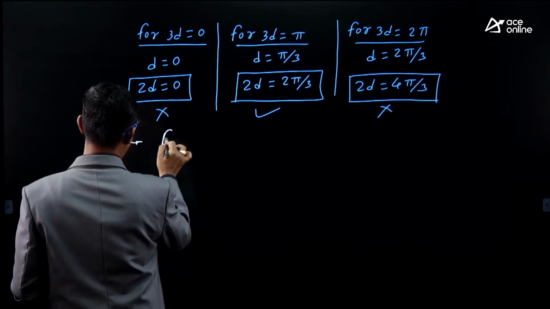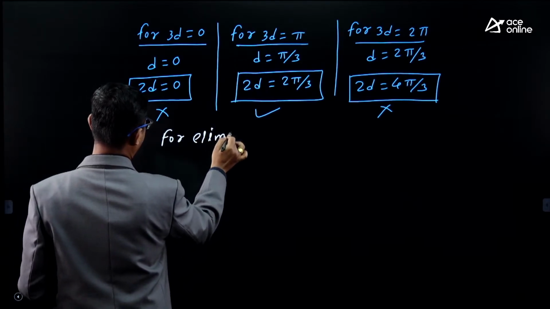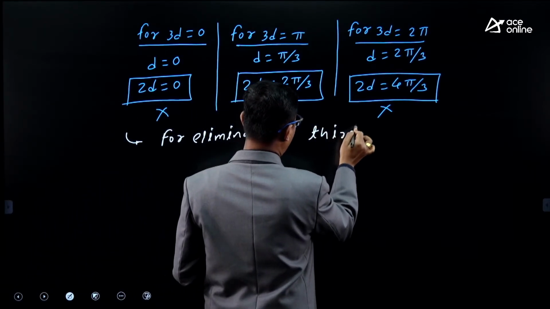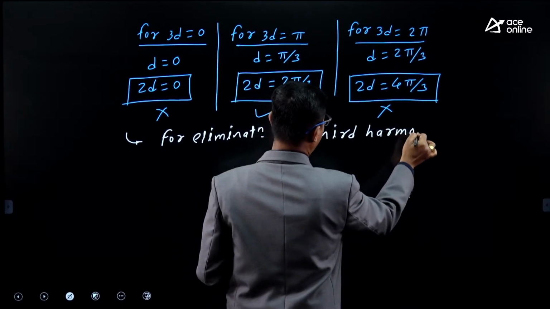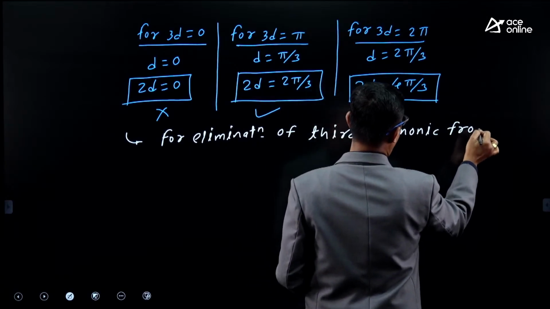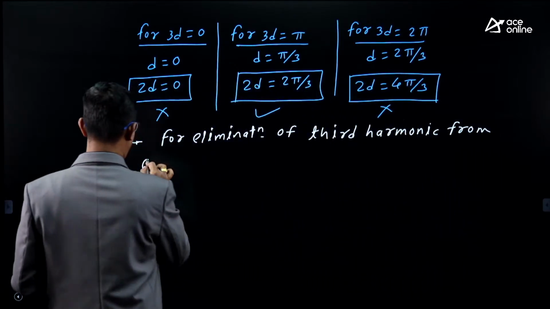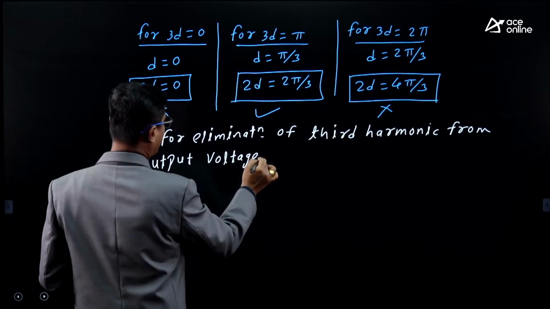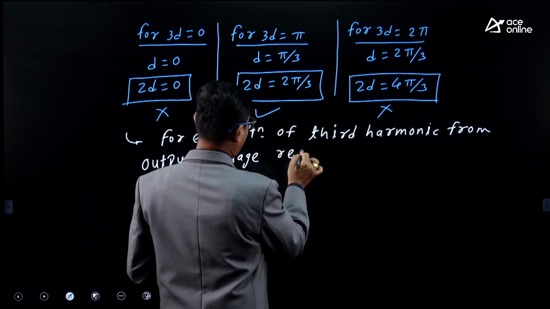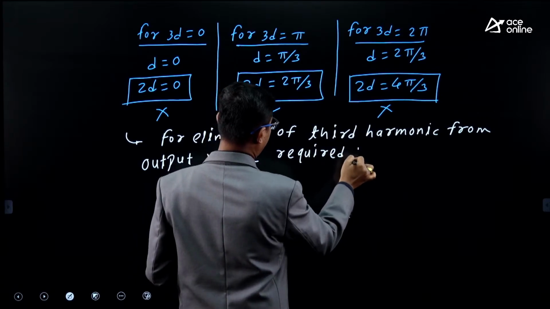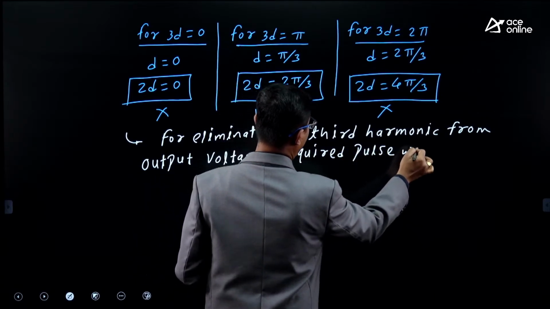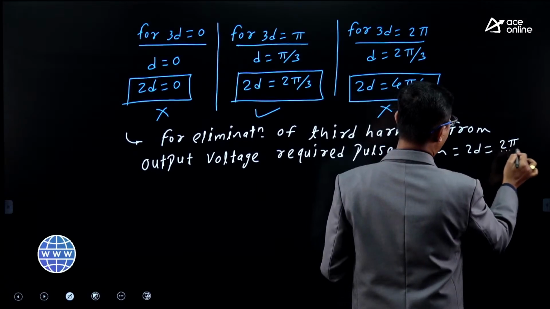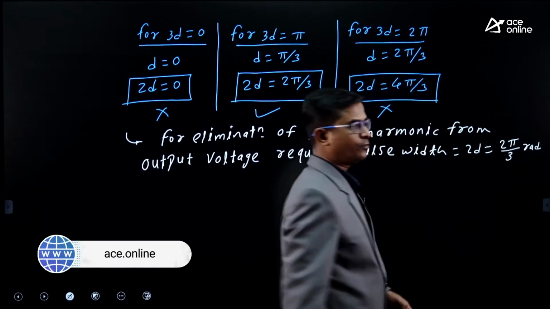Yes. For elimination of third harmonic from output voltage, the required pulse width is equal to 2D is equal to 2 pi by 3 radians.